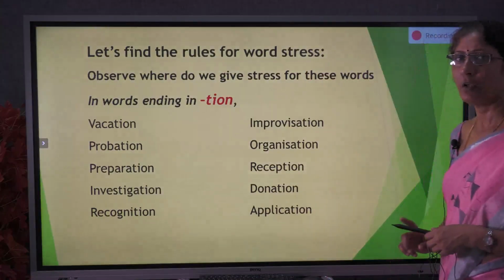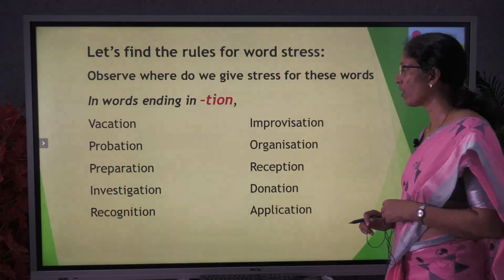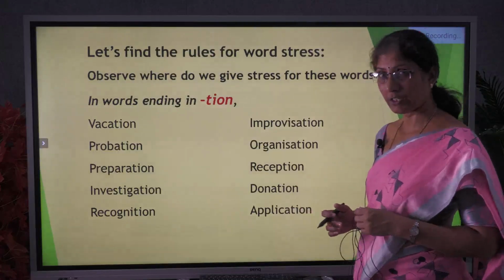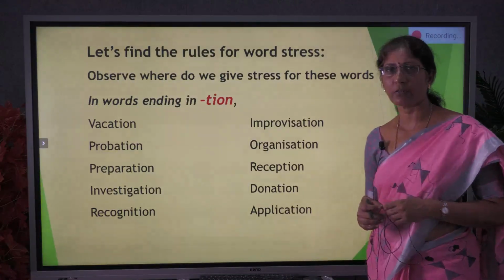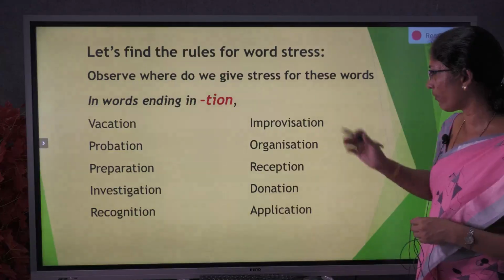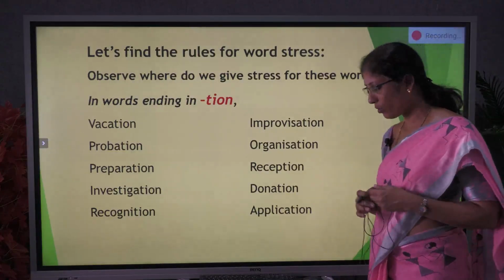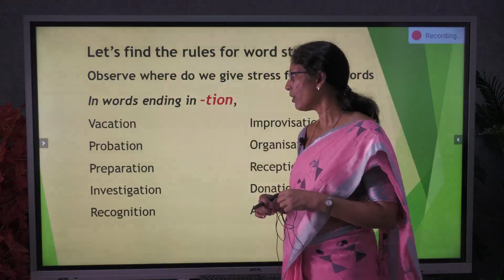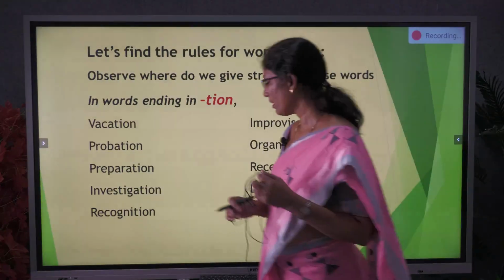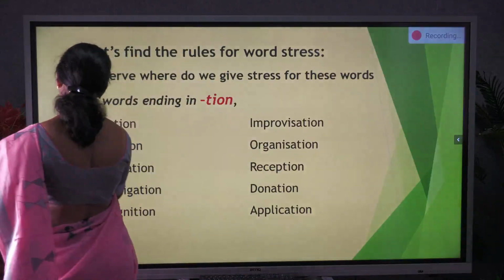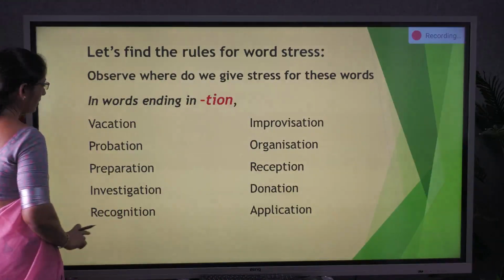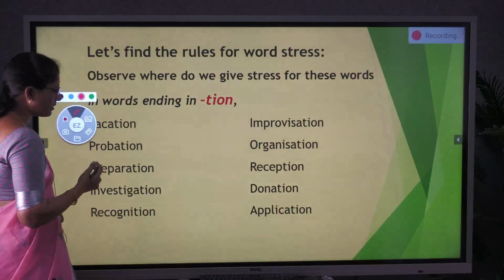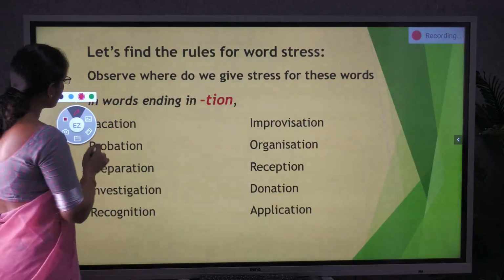Next, the shun rule. You know that many nouns are formed with this suffix shun. Beautification, negotiation, there are many nouns formed with shun. So what is the rule for this one? When the suffix shun is added, where is the stress? See, where do you give stress here? Vacation. Let us pronounce this with the three variations.